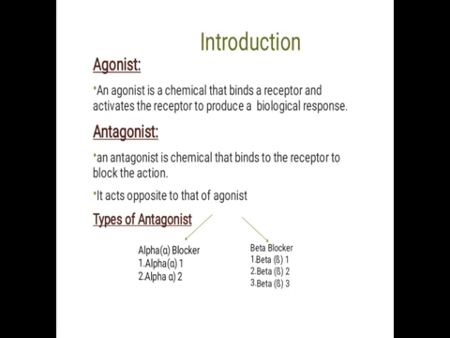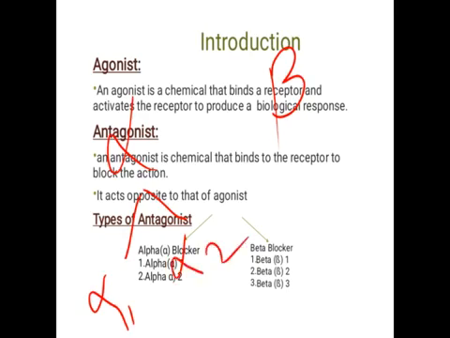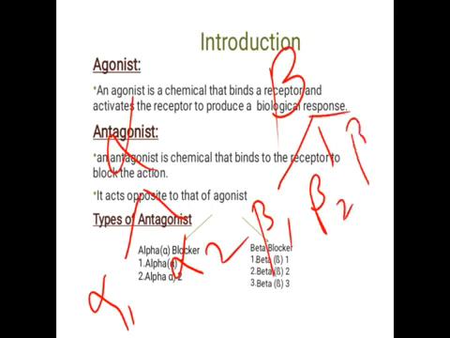Okay, so there are two types of blockers, or you can say antagonist agent, or sympatholytic agents. Alpha and beta. So alpha blocker or alpha antagonist and beta blocker or beta antagonist. Again, alpha is classified into alpha 1, alpha 2, beta is classified into beta 1, beta 2 and beta 3.